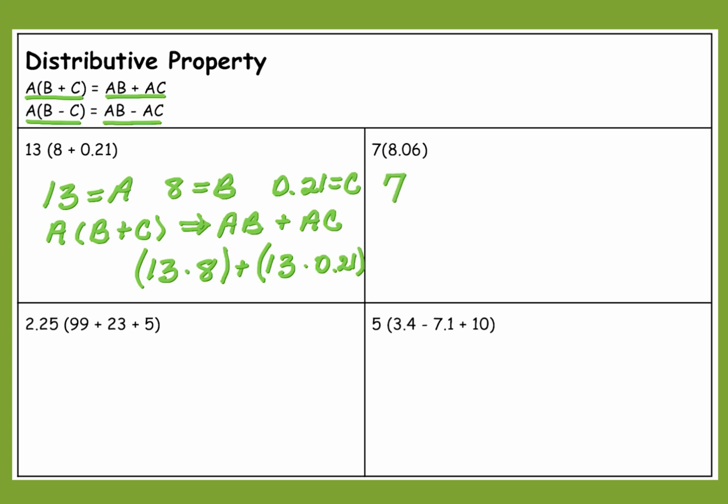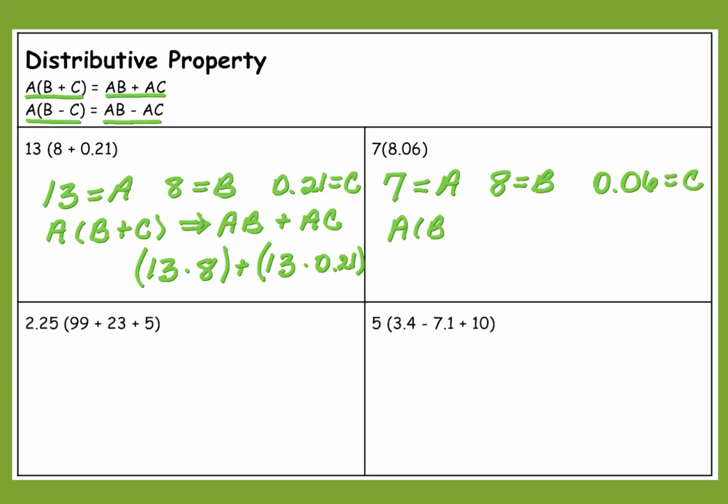Let's try an example where we decompose the 8 and 600. 7 will be A, 8 will be B, and 600 will be C. We distribute the factor by the sum of two numbers that add up to 8 and 600. So we have A times B plus A times C. Now when we substitute in our numbers, we get 7 times 8 plus 7 times 600.